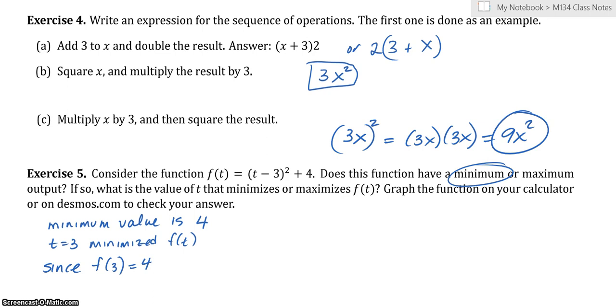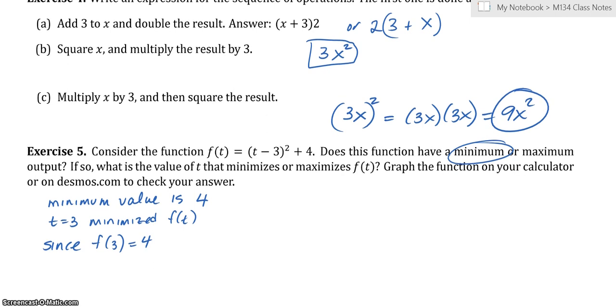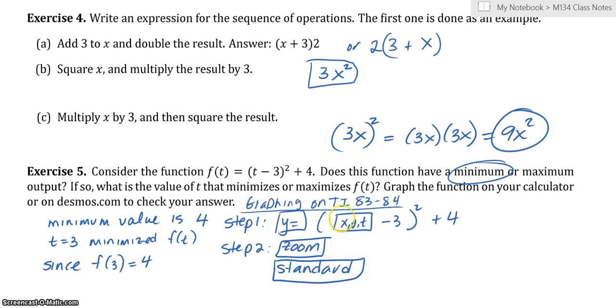If you want to graph this, to check it that way, graph the function on your calculator to check your answer. Okay, let's try that. So what is the steps again? I'm just going to do the calculator. Step 1, we'd like to go to y equals, and you type in your function. Again, every time there's an x, you type in this key, and then you're going to go zoom standard. Let's go ahead and try that.